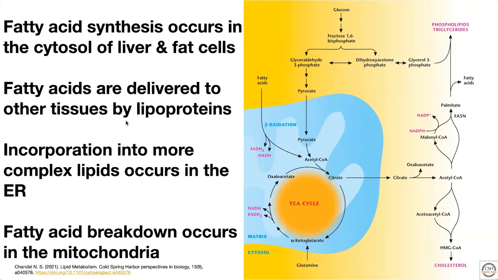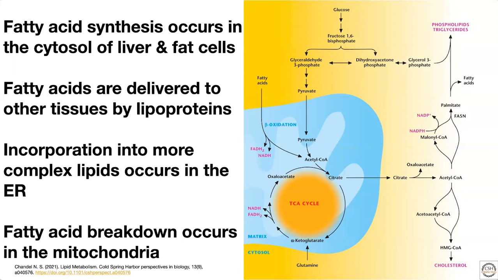Let's dive in. First, let's talk about where things are happening. Remember that when we talked about glycolysis, that was happening in the cytosol. And the citric acid cycle was happening in the mitochondrial matrix. In the case of fatty acid synthesis, the synthesis itself is going to occur in the cytosol, and it's going to happen predominantly in our liver and adipose tissues, so our fat cells. The breakdown of fatty acids happens through a process called beta oxidation, and that's going to be happening in the mitochondria.